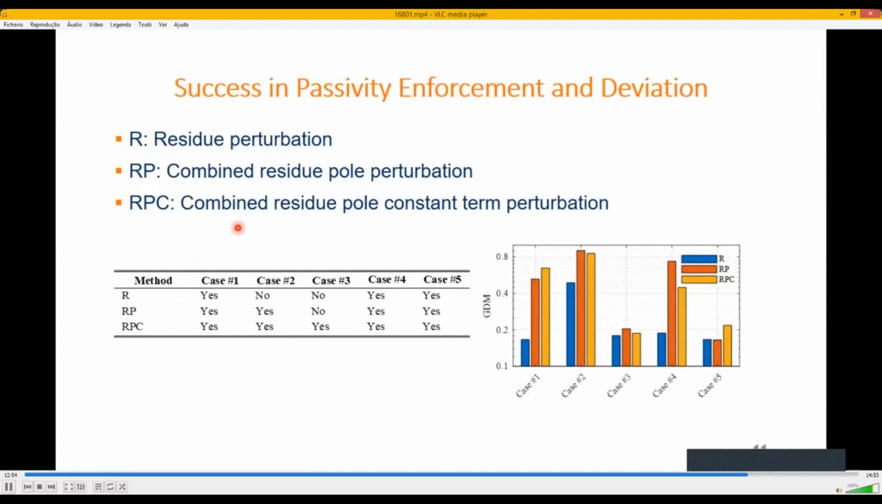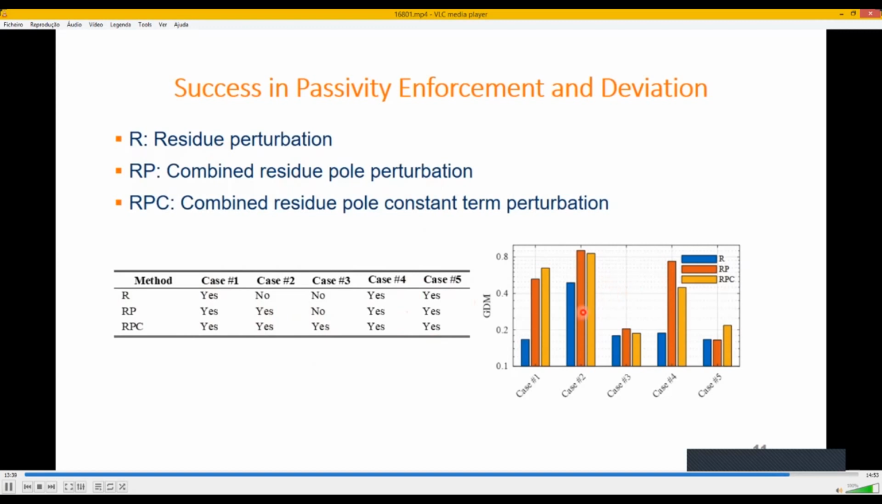So, I apply 3 different perturbations, either residue perturbation, this is the conventional approach available in the literature, and I also apply combined residue pole perturbations, which is a new method proposed in this paper. And finally, I also try combined residue, pole, and constant term perturbations. For the 5 different cases, what I see here is that with residue perturbation, I can fix case number 1, case number 4, and case number 5. By applying the combined residue pole perturbation, I can also fix case number 2. Then I add constant term perturbation, I can fix all cases.